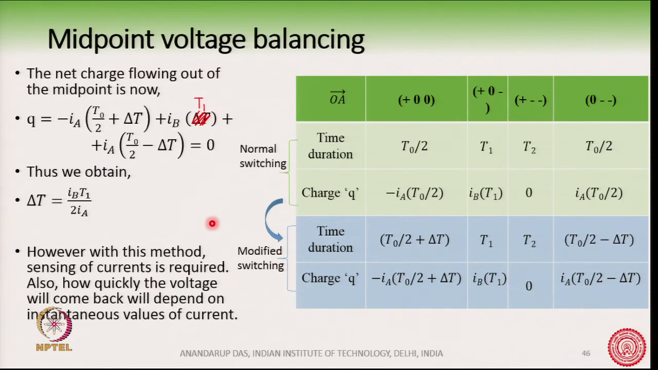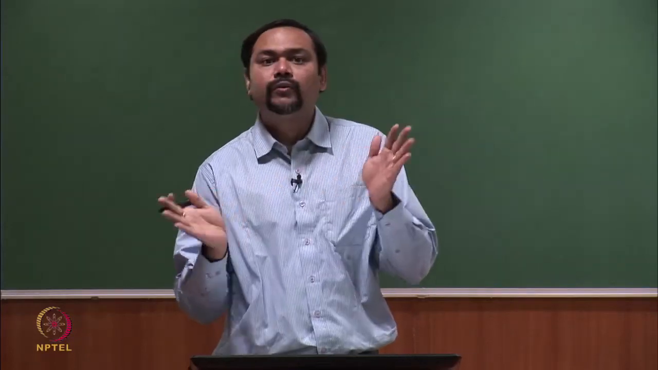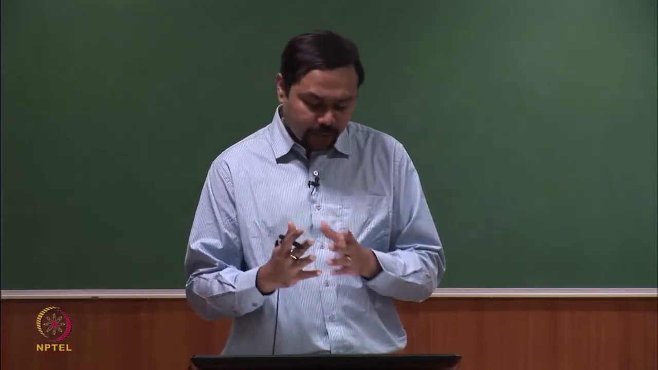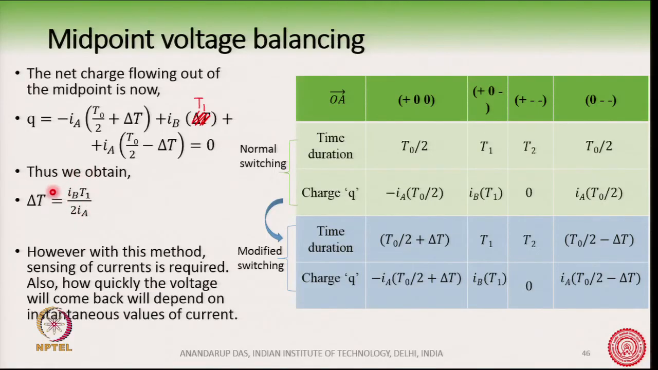another challenge is that suppose, for some unforeseen circumstance, the midpoint voltage has fluctuated or deviated. How fast it will come back will of course depend on the instantaneous values of these quantities. So, this is one. We have to depend on the instantaneous ratios of I b and I a in order to see how quickly we can get the voltages back on track. So, this is another limitation of this technique.